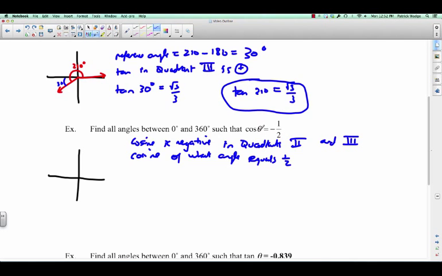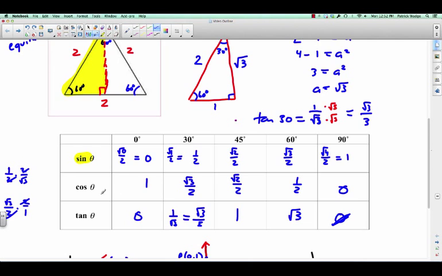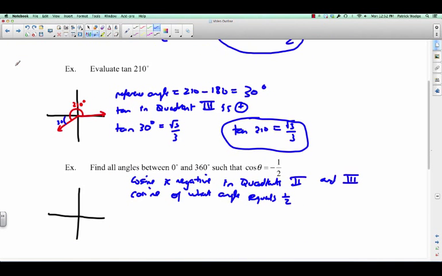So if you think about it in the table, eventually you'll memorize this, but we'll look it up right now. There's going to be an angle in the table where cosine of that angle is 1/2. So let's take a look. For which angle is it where you look in the cosine row and you see 1/2? Right there, 60 degrees. 60 degrees is what? It's our reference angle.